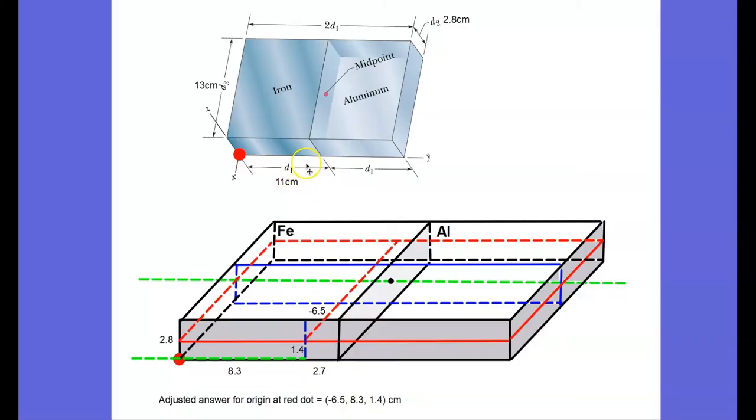And then my y distance to the midpoint was 11 centimeters, so I show here that if the center of mass was negative 2.7 from the midpoint, then it's positive 8.3 from the other side of the block. So there's my y-coordinate, 8.3, and then halfway up is half of 2.8, which is my dimension for D2, so that's 1.4 centimeters.